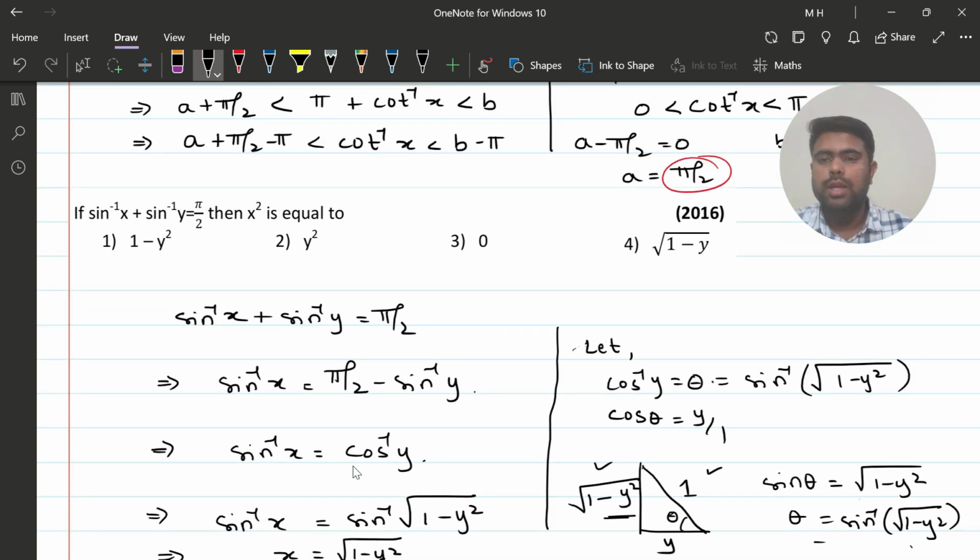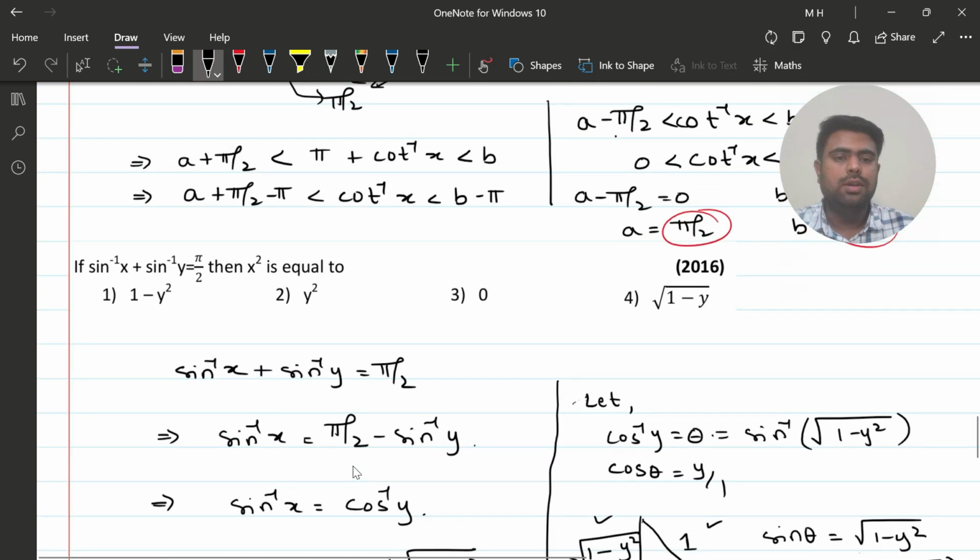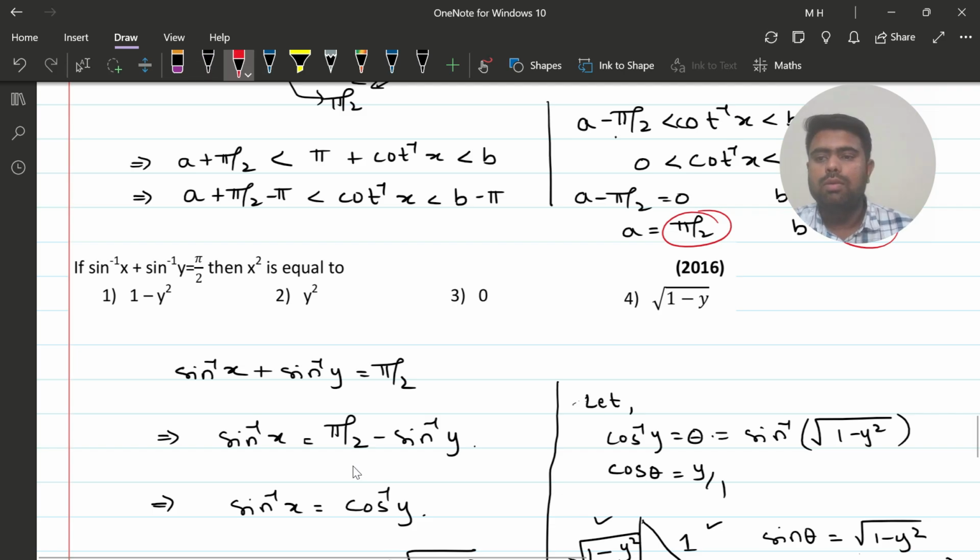They have asked the value of x square. So if we square it, x square would be 1 minus y square. So what is it? It is option 1. So this is the correct answer.